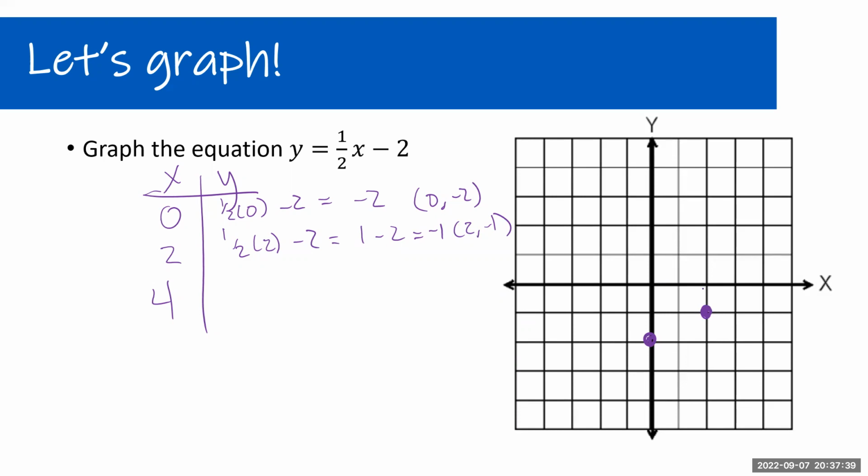And when you have 4, you're going to have 1/2 times 4 minus 2, which is going to be 2 minus 2, which is going to be 0. So you're going to have 4, 0, which is right here. And sure enough, all 3 of these points are on a line that we can carefully sketch.